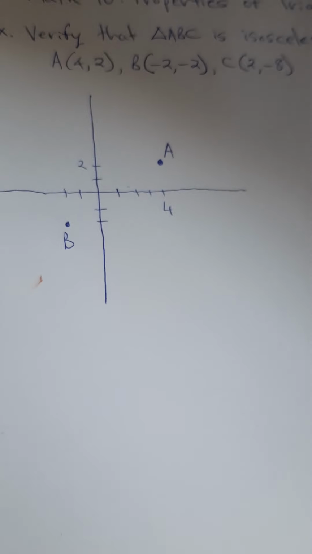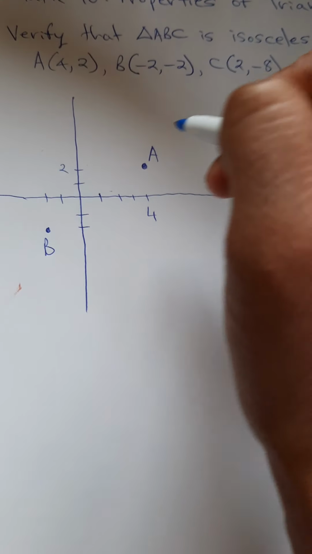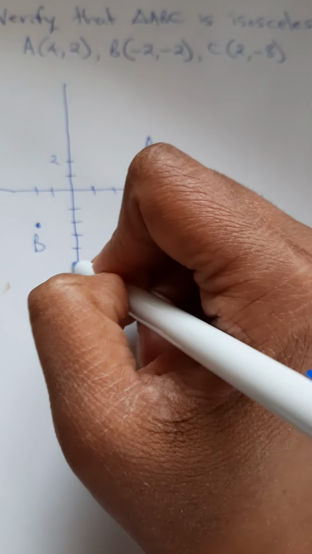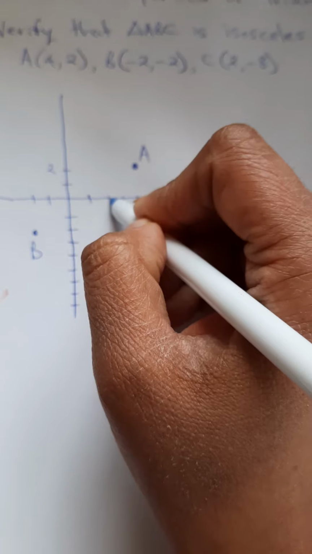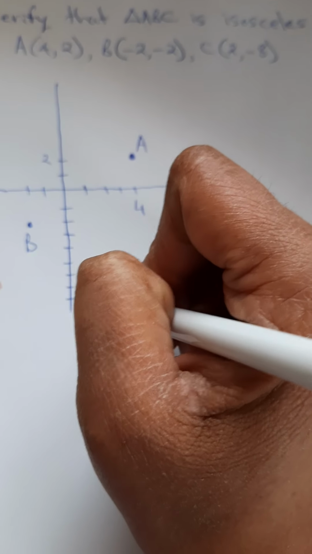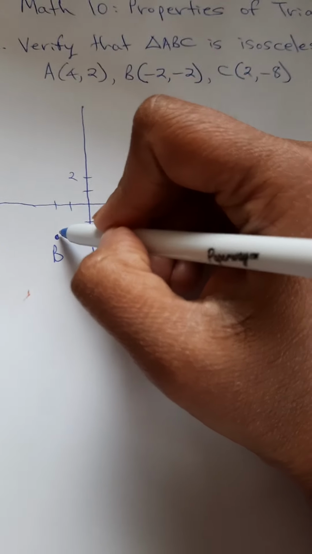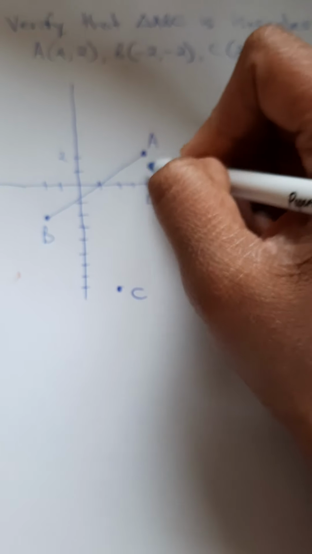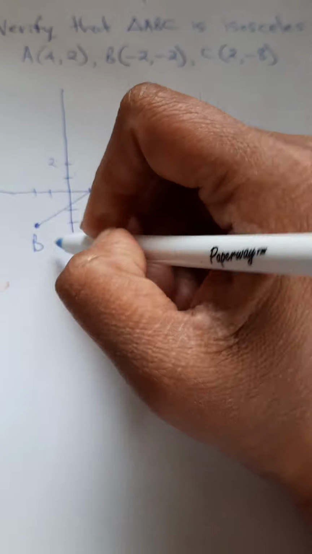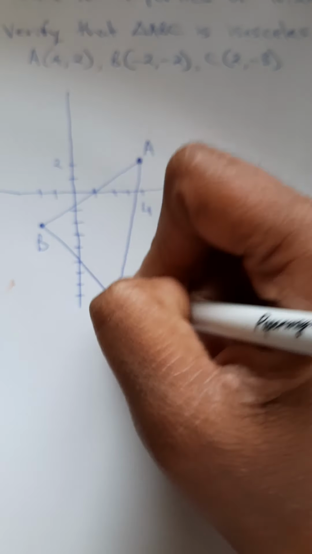This is B, (-2, -2), and then C is actually (2, -8). So this is where point C is like this. And you can see that it didn't take me that long to actually draw just a quick sketch of the triangle, just so we know what we're dealing with.